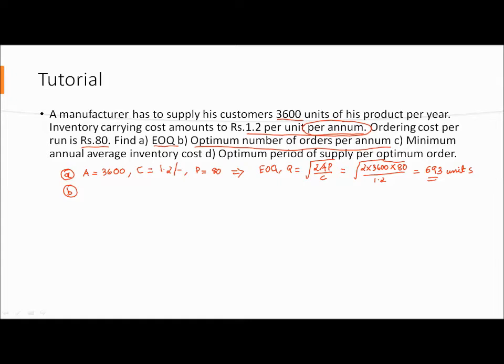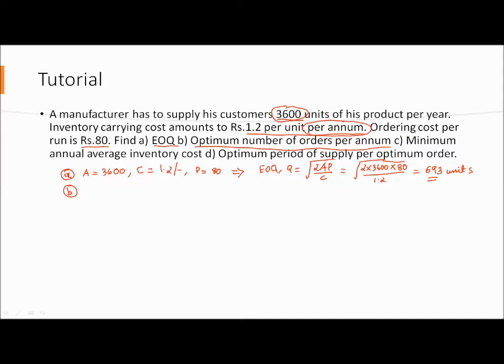So the annual requirement is how much? It is 3,600. So what is asked to find? What is asked in the question? The optimum number of orders per annum. So how many orders should be placed in order to meet this 3,600? So one order should have 693 units. So how many orders should we make?